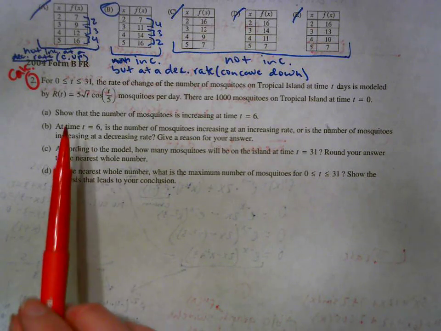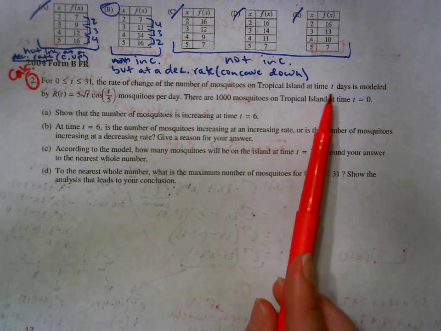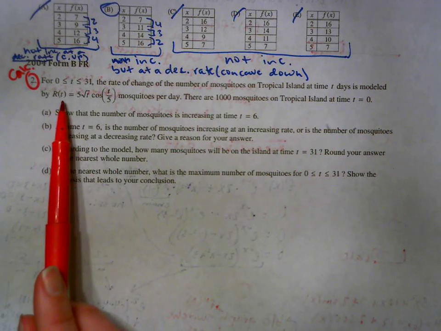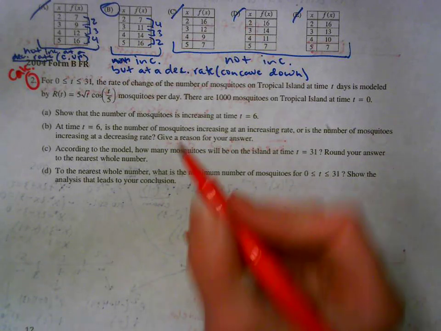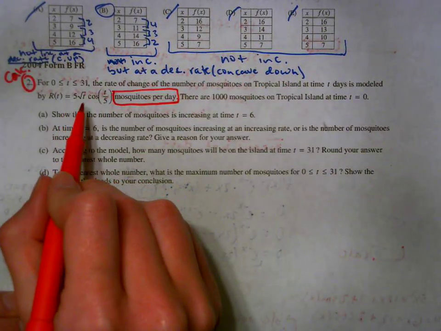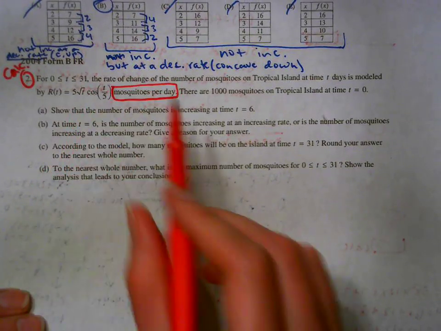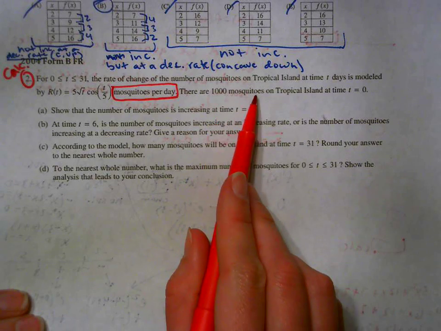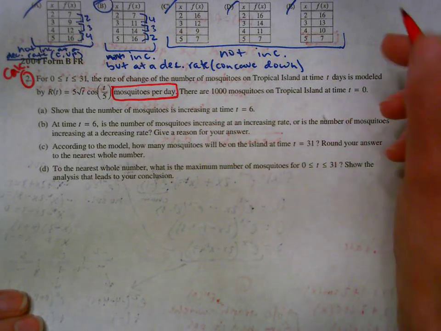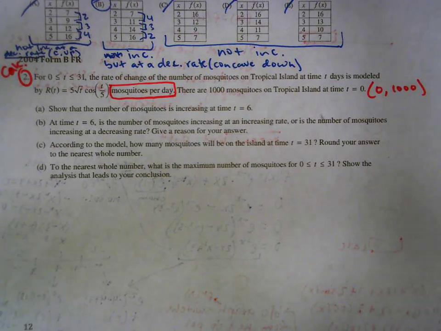So what's going on here? It says for the time 0 to 31, the rate of change of the number of mosquitoes on a tropical island at time t days is modeled by R of t. And notice this is mosquitoes per day. This is a rate function. This is like an f prime of x function. And there were 1,000 mosquitoes at time t equals 0, so they give you an initial condition, how many mosquitoes you're starting with.